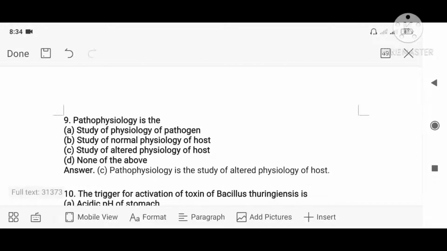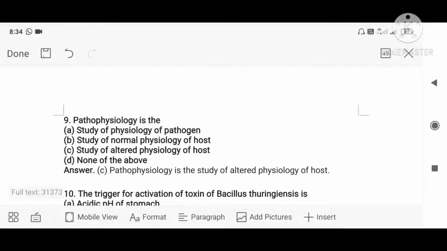Moving on with the next question. Pathophysiology, what is it? It is the study of altered physiology of the host. Physiology means what? Functions. Okay. So, pathophysiology is this: because of the entry of a pathogen, if we get some disease, how our host is getting altered because of that pathogen, that study we call what? Pathophysiology. Okay. So, pathophysiology is the study of altered physiology of the host.